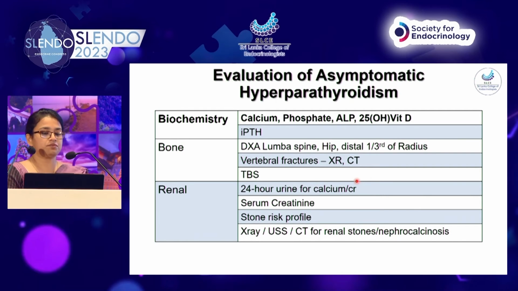So, evaluation of asymptomatic hyperparathyroidism, what do we have to do? Targeting these complications, we usually carry out biochemically the bone profile, including PTH, and then bone mineral density using DEXA scan of 3 sites: hip, distal 1/3 of radius, and spine. Vertebral fractures can be assessed using an X-ray or a CT and trabecular bone score. Renal profile together with 24-hour urine calcium and creatinine, serum creatinine, stone risk profile, and renal stone and nephrocalcinosis detection through X-ray, ultrasound scan, and preferably CT scan.